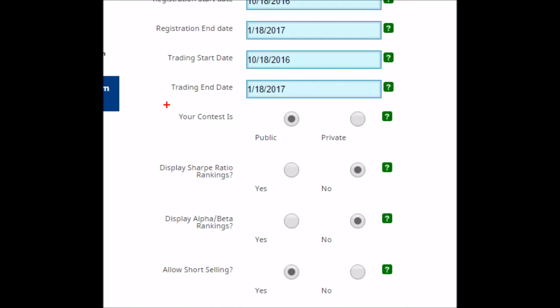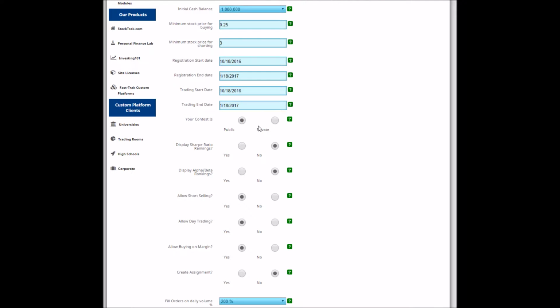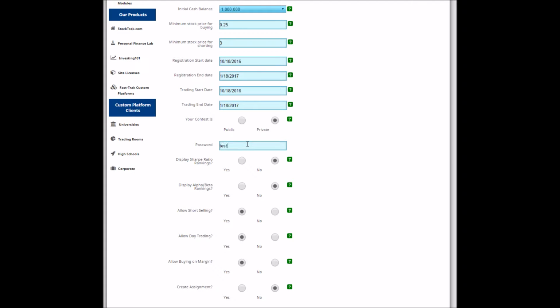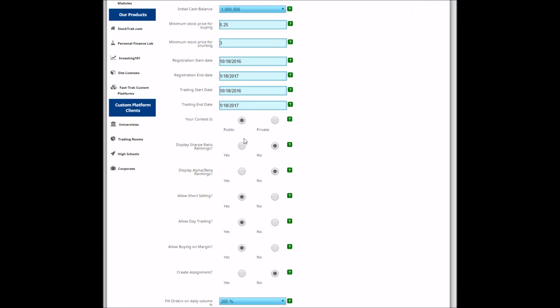Then you can set your challenge to be public or private. Public means anyone on the site can join into your class. Private means that you enter a password, and then your students need to enter this password when they try to register. We recommend that unless you have a good reason to, leave your contest as public and make it easier for your students to register.